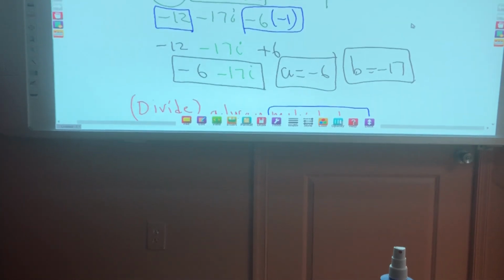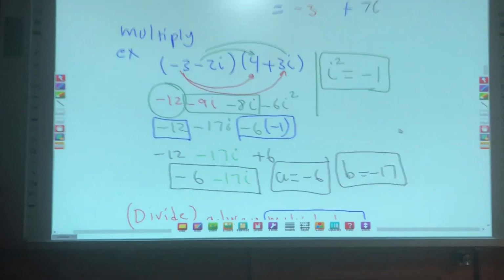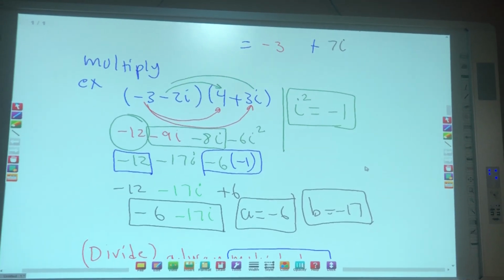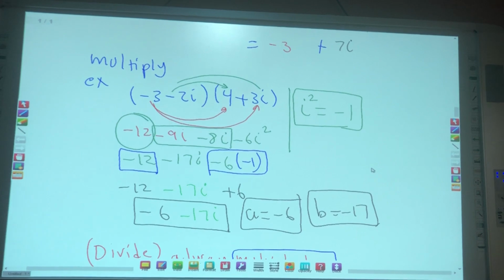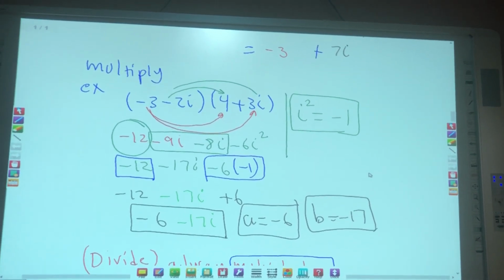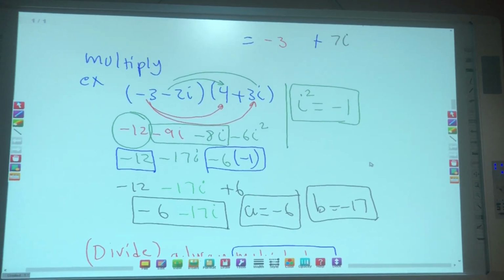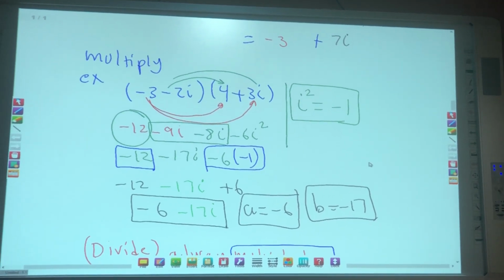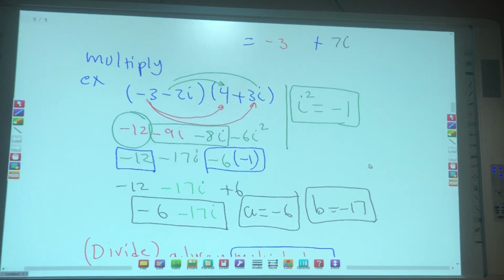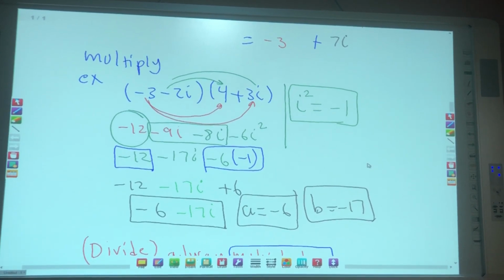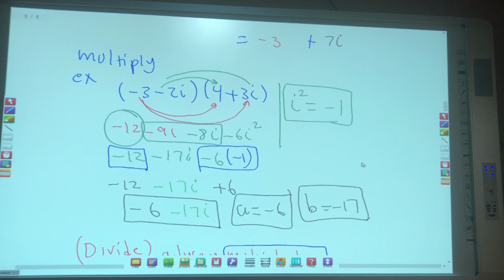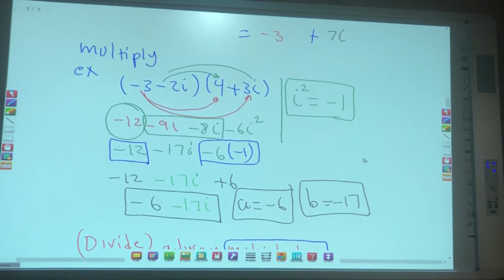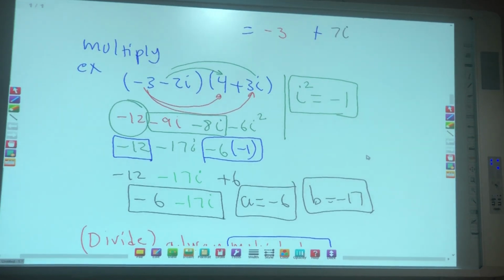How do we multiply complex numbers? You foil it, as you foil any polynomials. You see that? (-3 - 2i) times (4 + 3i). Remember always, i squared is equal to -1. You foil it, you can see how I foiled it. -3 times 4, -12. -3 times 3i, -9i. -2i times 4 is -8i. -2i times 3i, -6i squared.